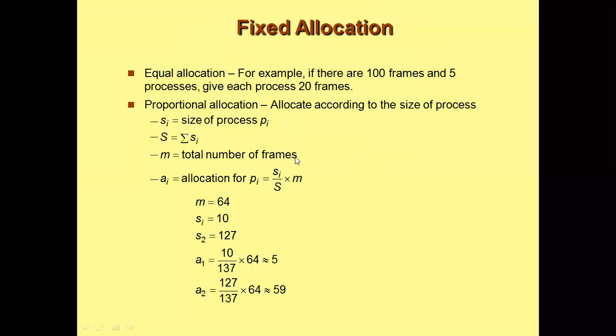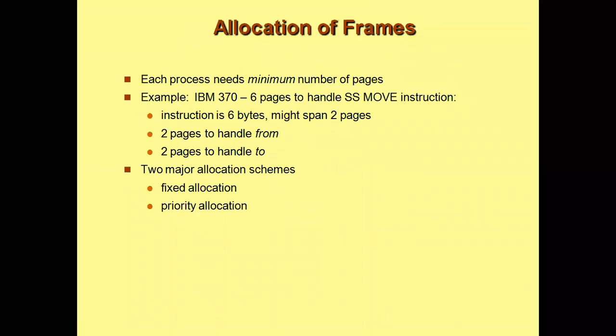So these are the 4 techniques. One is fixed allocation, where you have equal and proportional. Then you have priority allocation, which is nothing but giving frames based on priority. Then you have local replacement and global replacement. I hope this is clear. It's a very small topic, easy to remember as well.